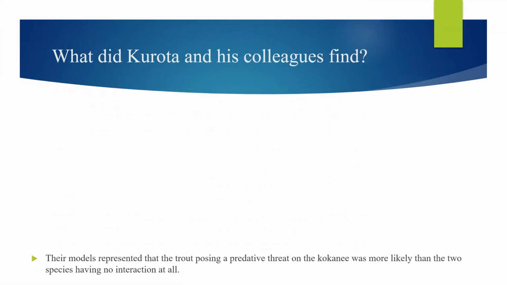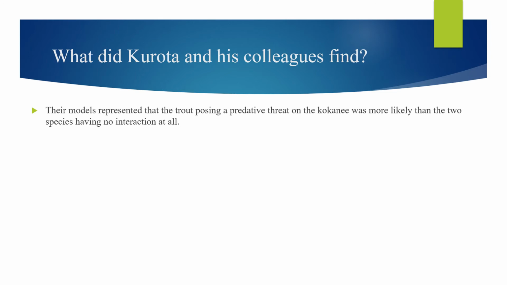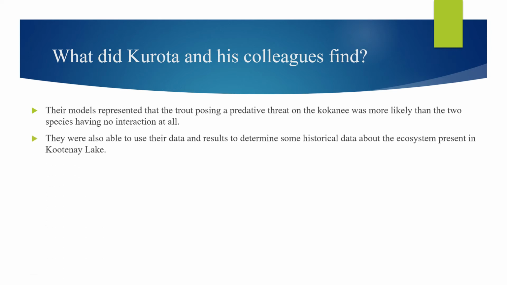So what did they find? Their models represented that the trout posing a predative threat on the kokanee was more likely than these two species not having any interaction. They were also able to use their data and results to determine some historical data about the ecosystem present in the lake.